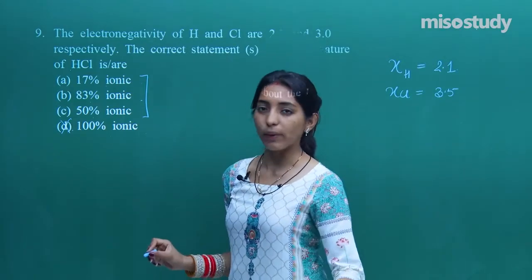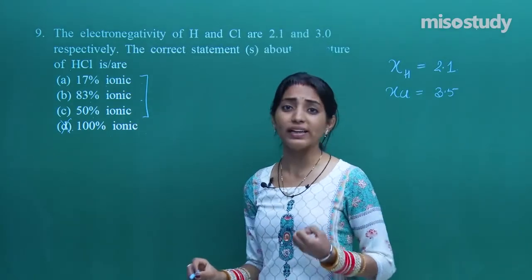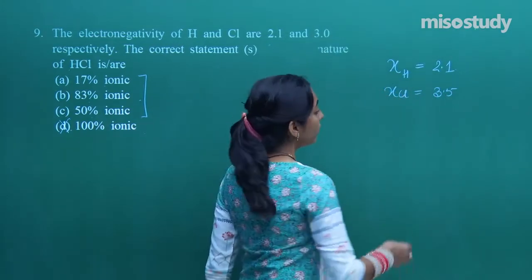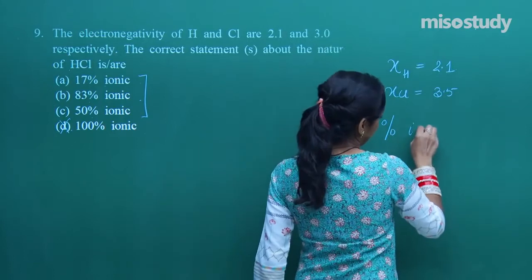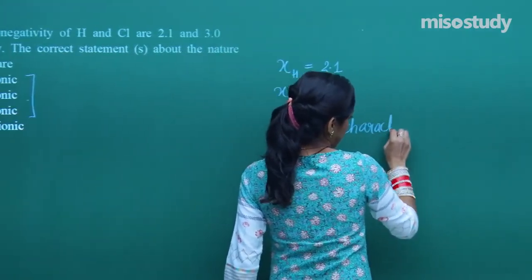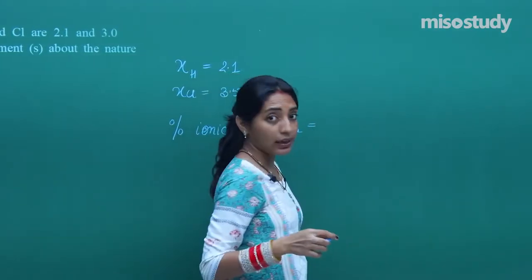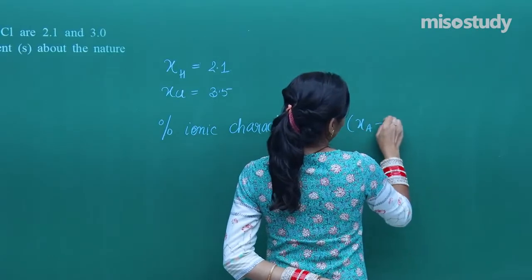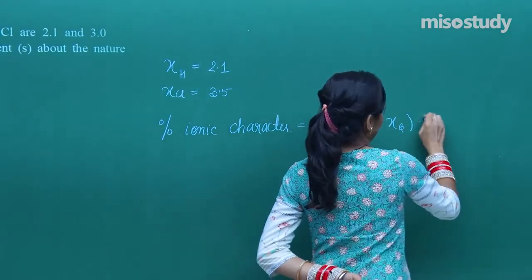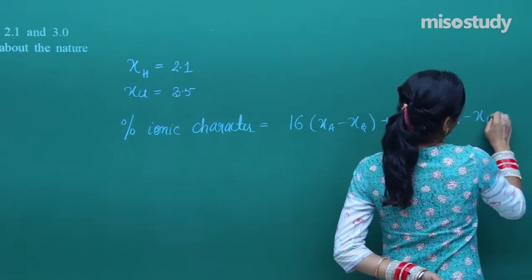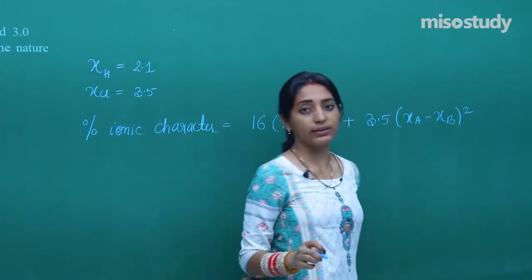Left out options are 17, 83, 50. That means it's a simple question of calculating percentage ionic character. So what is the formula to calculate the percentage ionic character? The percentage ionic character in any particular covalent bond is given as 16 into chi A minus chi B plus 3.5 into (chi A minus chi B) whole square.